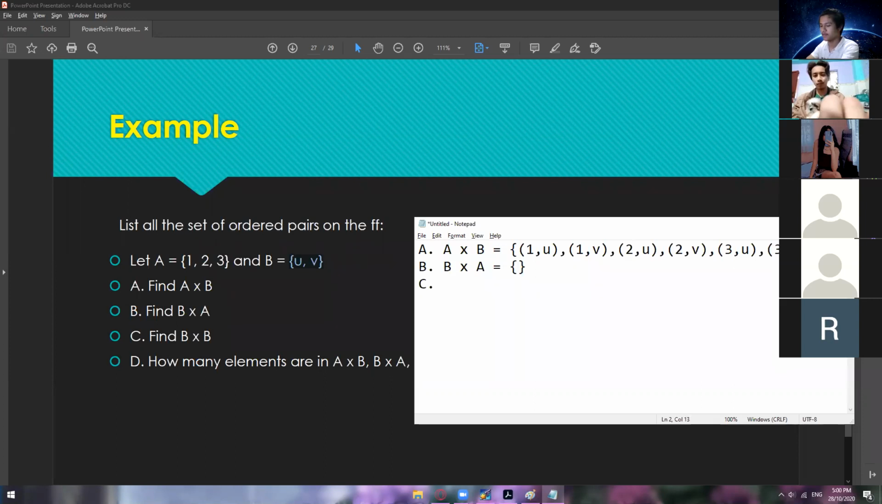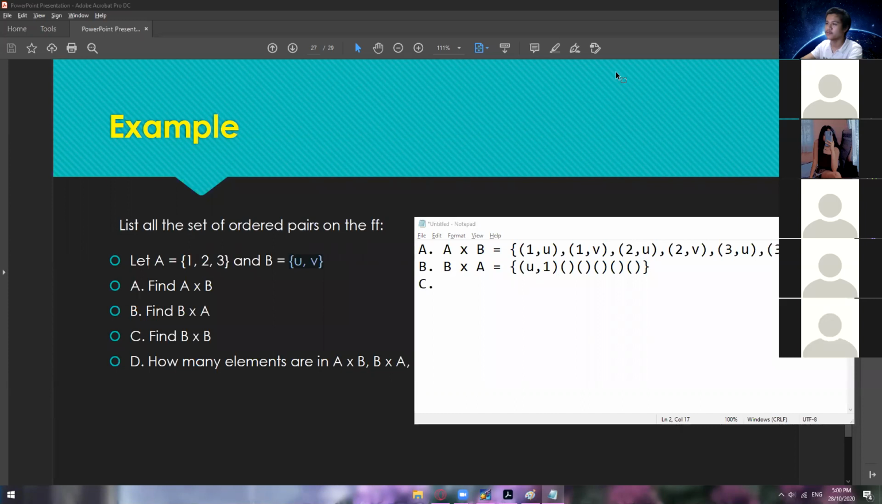So in here, we also have 6 ordered pairs. So what is our first ordered pair? U1. Good. U1, B1, U2, B2. So what's Mr. Moises? U1, B1. That's right. Hindi pala, hindi U1, B1.